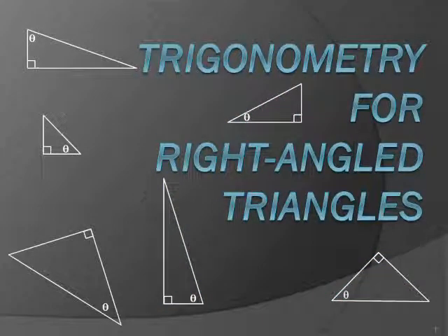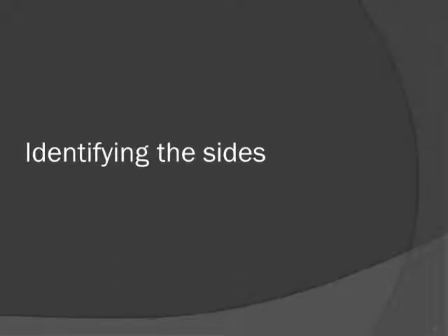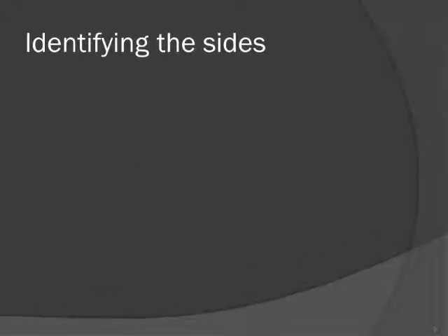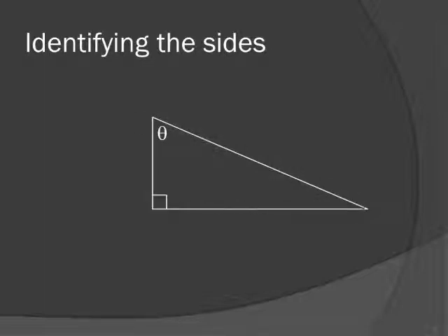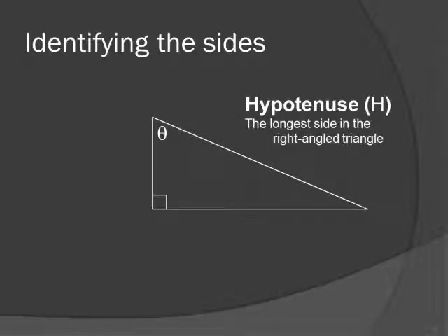We're now going to take a look at trigonometry for right-angled triangles. First part in doing this is identifying the sides. So here's our triangle with the angle marked. The hypotenuse is the longest side in the right-angled triangle, and you probably know this from the work you've done with Pythagoras' theorem, so it's not a problem.